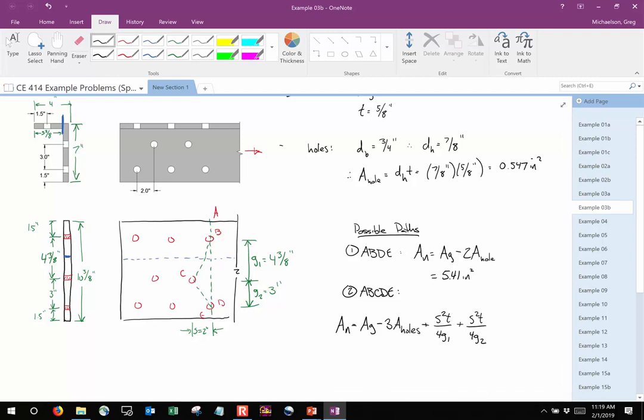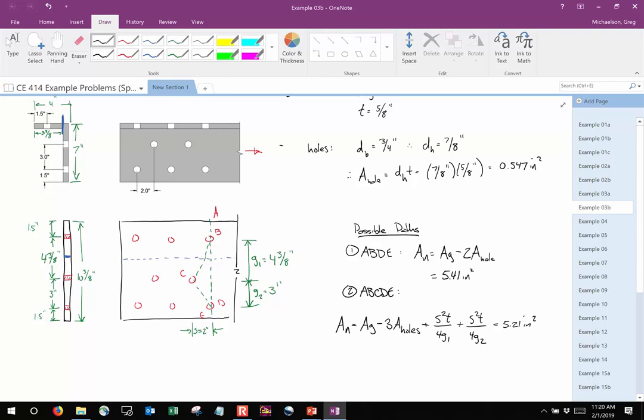Say it again. 5.21. Do I have a second on that? Did I go through that too fast, or do we need to plug and chug? What's the gross area in each of these? 6.5. What's the area of the hole? It's 0.547. What's S for each of these? 2 inches. We know the thickness is 5/8. G1 and G2 we've got right here. So it's just plug and chug. Are there any questions?